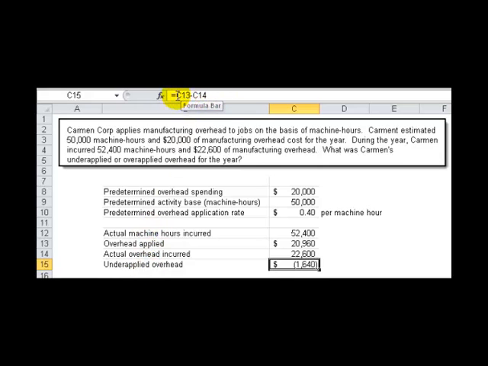So let me go the opposite way here. I'll take C14 minus C13, just so it reports as a positive number. But you need to understand that the overhead applied was less than the actual. That puts us into an underapplied position. And that's how we solve this one.